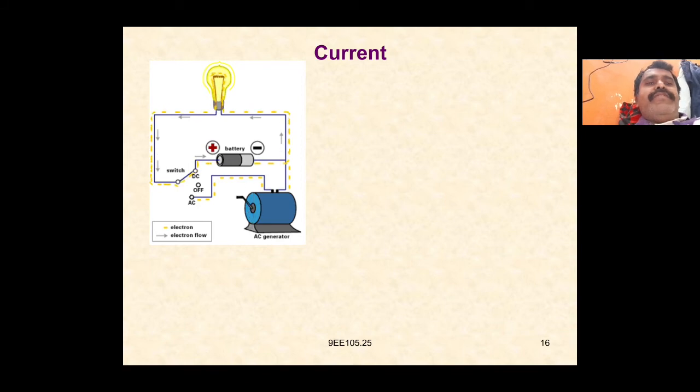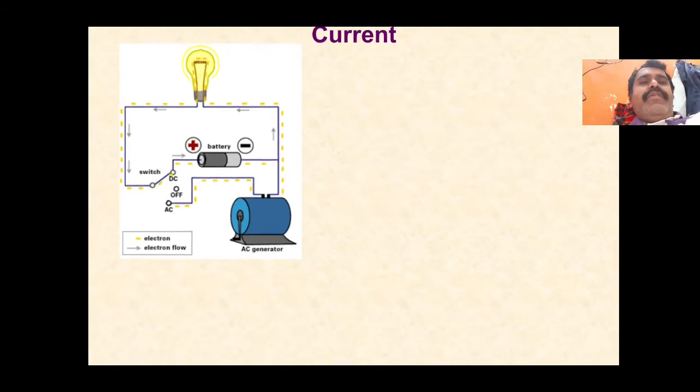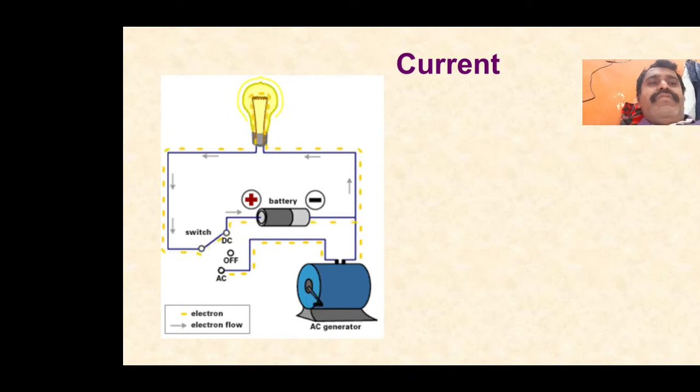This is the AC generator, which can be moved here. Here the battery is connected, a DC supply, while the generator can be low. The electrons flow here from positive to negative, and the bulb glows.